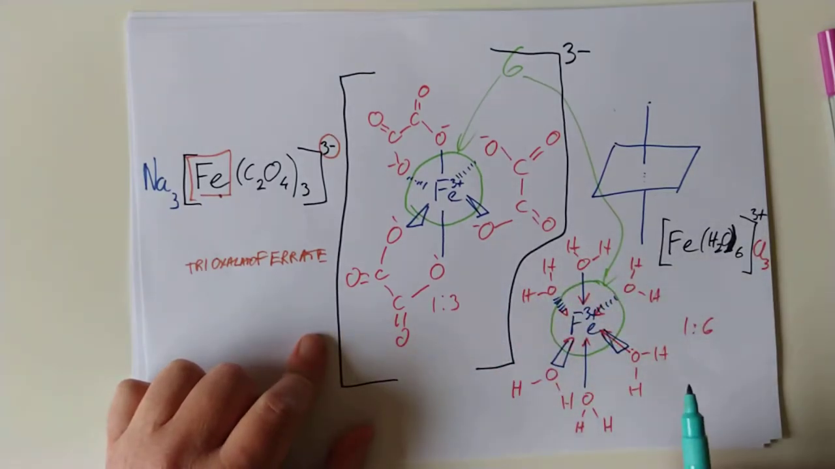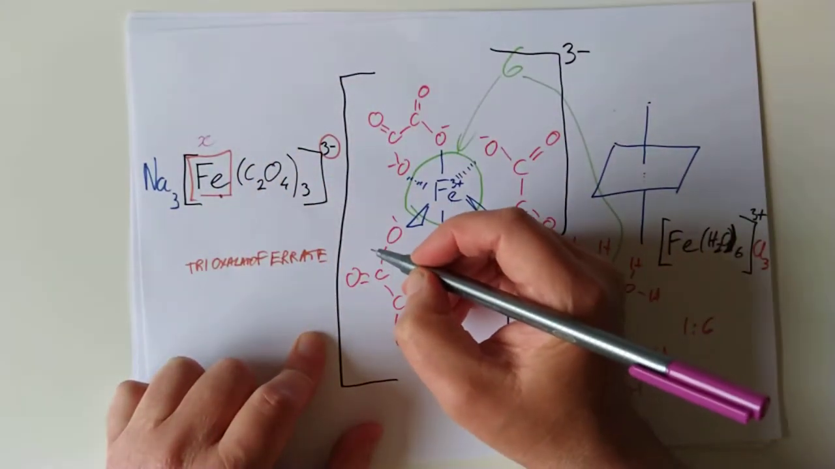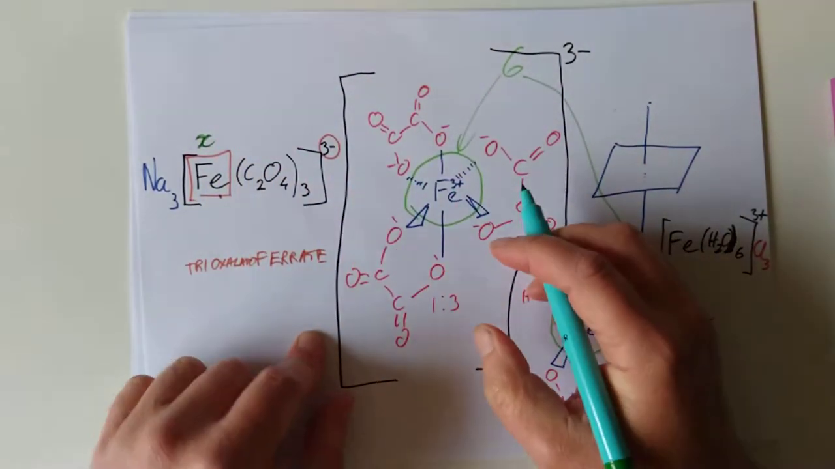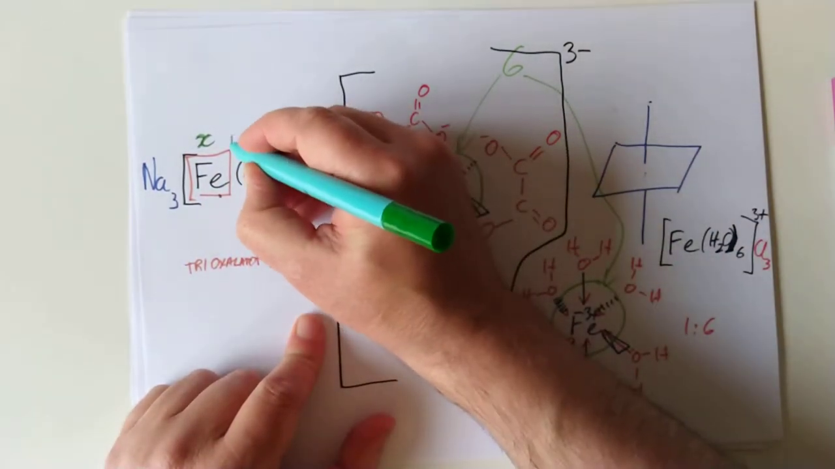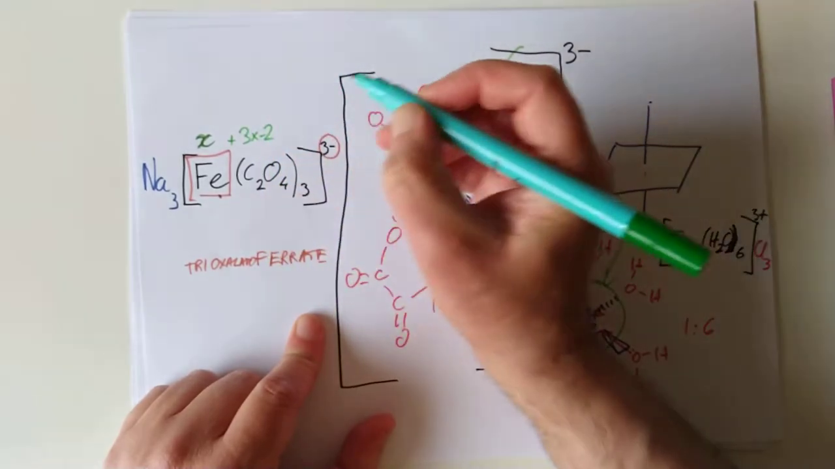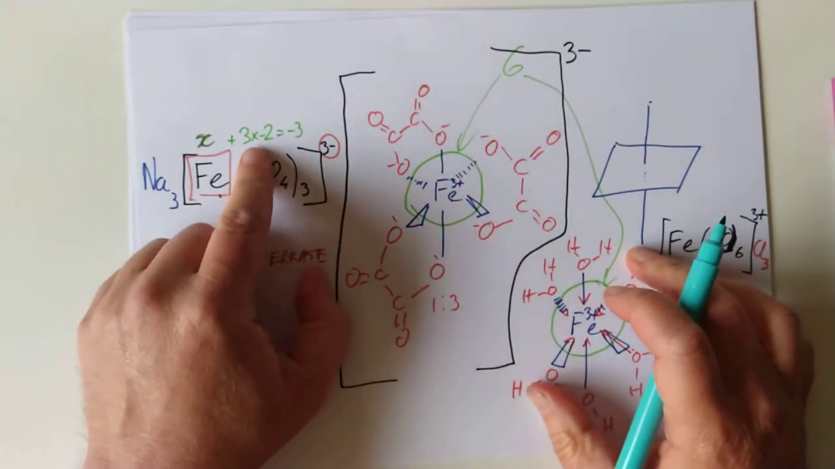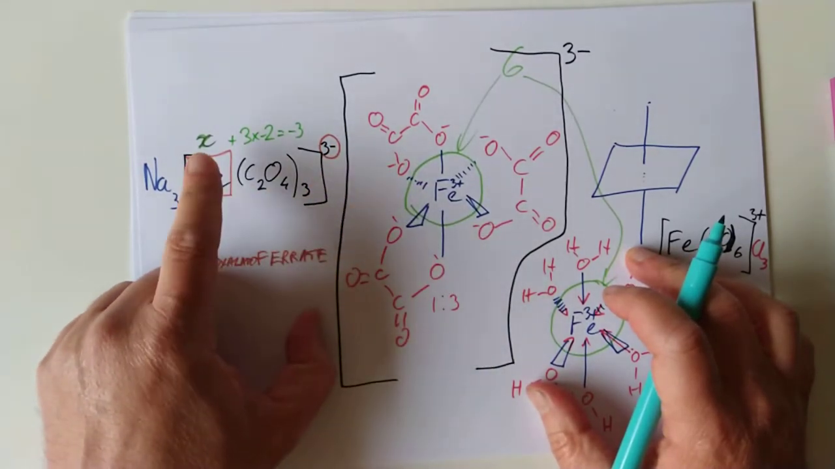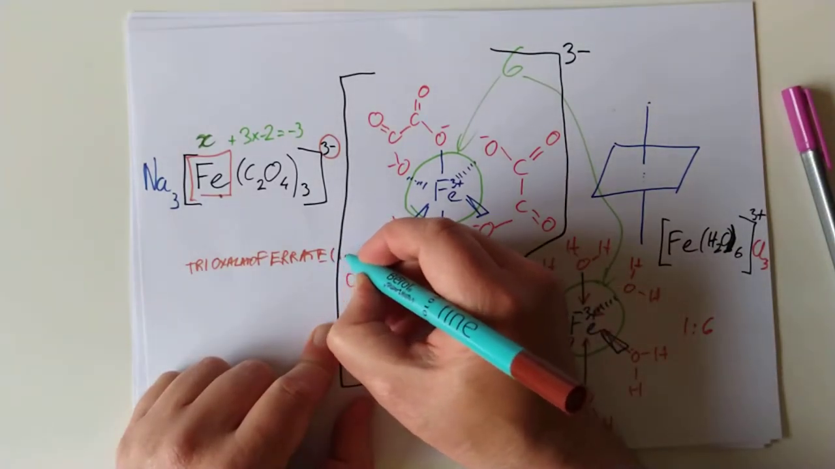Now, if I can rewind on how to do that, we can do it algebraically, can't we? Let's have a nice pink pen for this. So this is X. No, that's not very visible, is it? Let's do this. So there's X, and each of these has a charge of 2 minus. So X plus 3 lots of negative 2 comes to negative 3. That means if we take this over this side, this becomes positive 6. So that means iron has got an oxidation number of 3. So we would put (III).